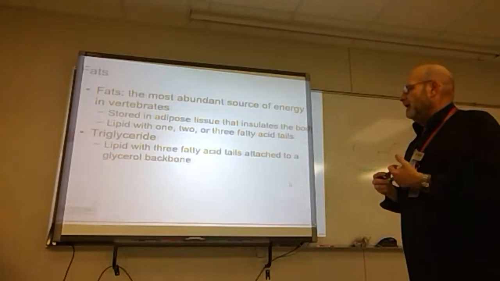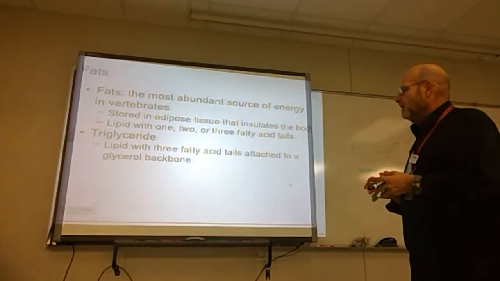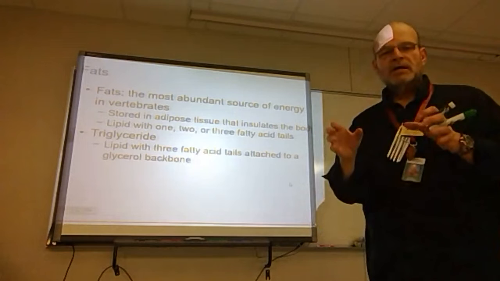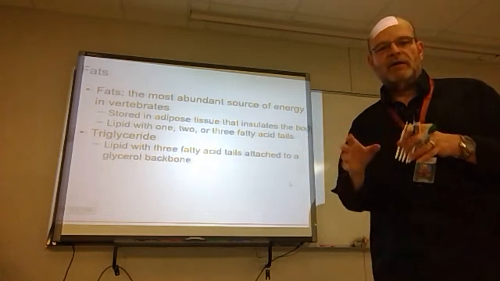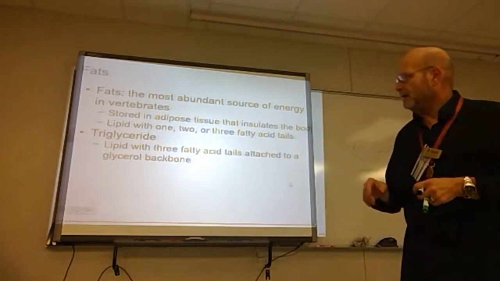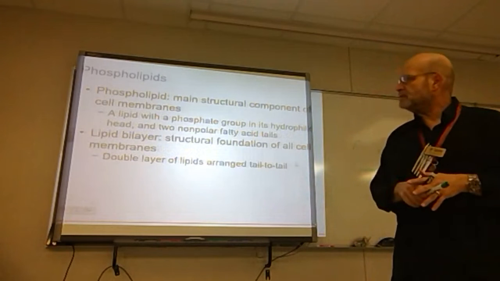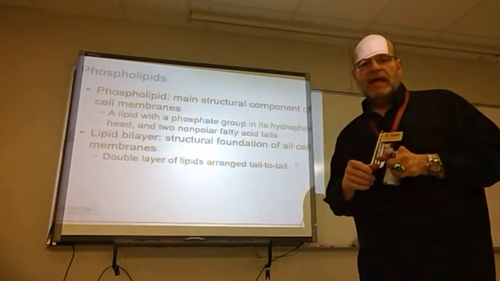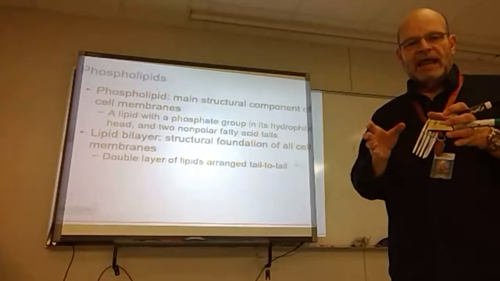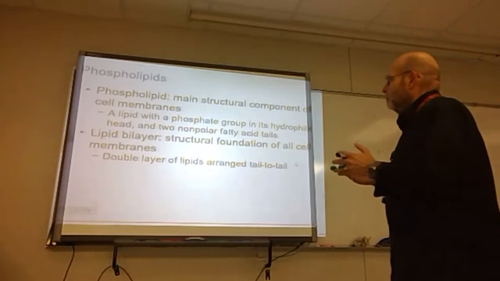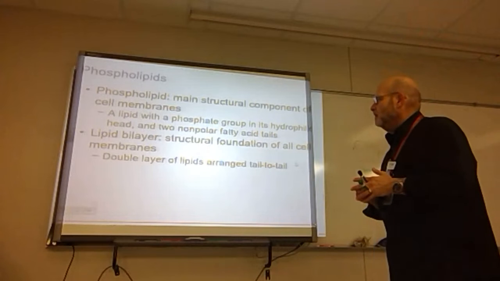The triglyceride is a lipid with 3 fatty acid tails. The triglyceride is the most common form of lipid found in the human diet. Again, there are other forms, but this is the most common. A phospholipid is a lipid that has a phosphate group attached to it, or multiple phosphate groups, depending on which one you're talking about.